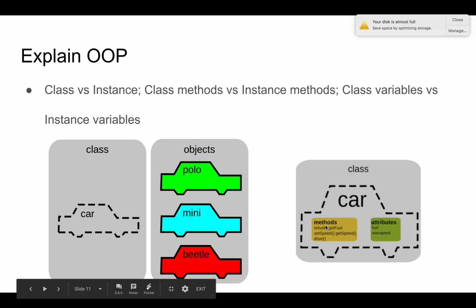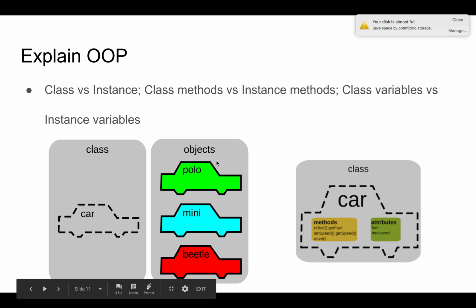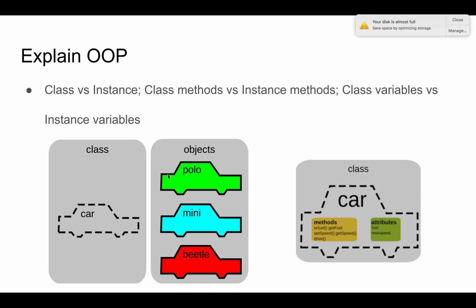So as a class, you can't really use this thing. You can't set the speed of the whole class blueprint. But once you initialize this car into objects, then you can call these instance methods individually for an individual Polo or Mini.